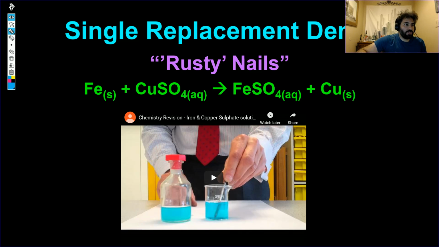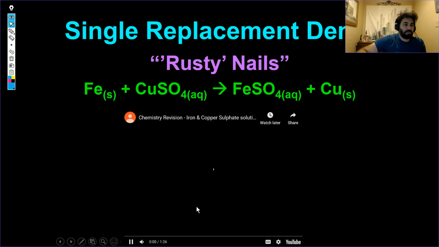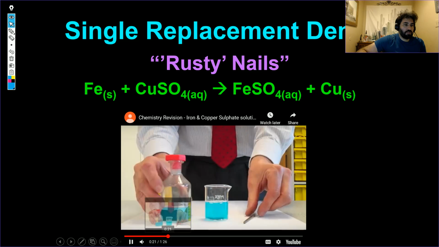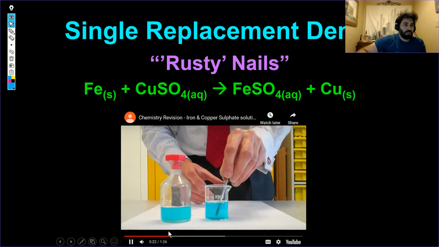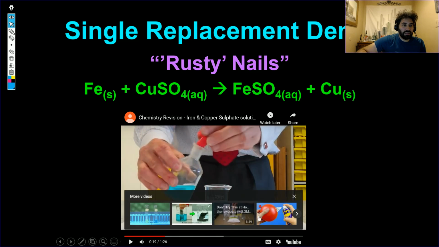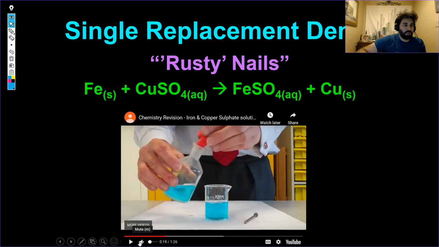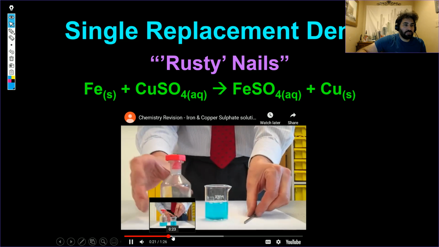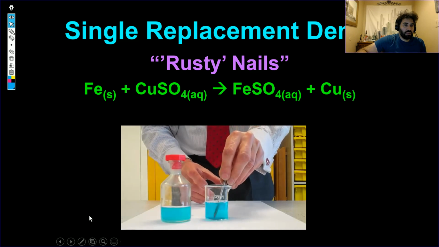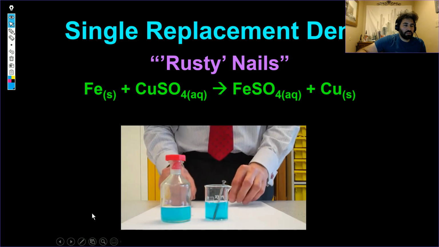And I'll play the video so you can see what exactly is happening. The iron nail into the solution. Right? He started out with this pristine-looking iron nail, had no rust on it whatsoever, no brown stuff. He put the iron nail into the solution for a few seconds, a reaction takes place.